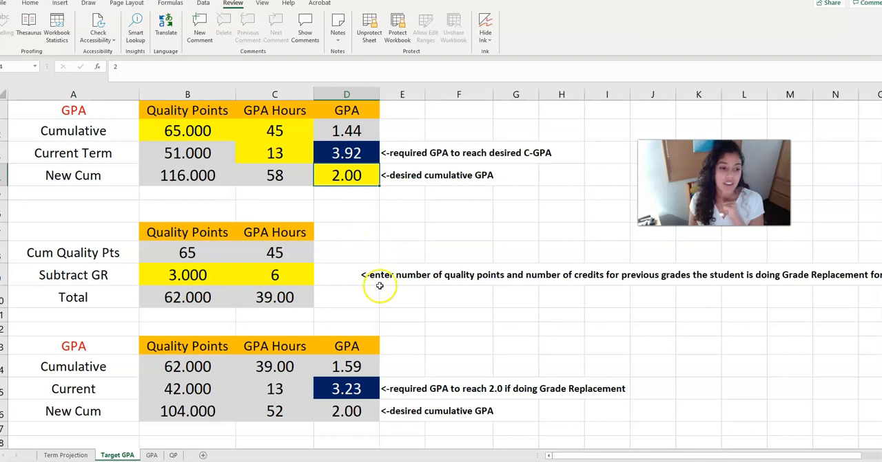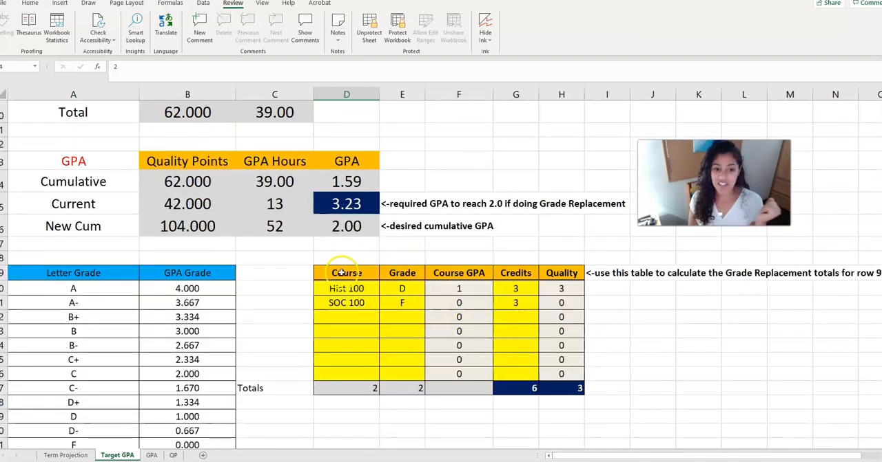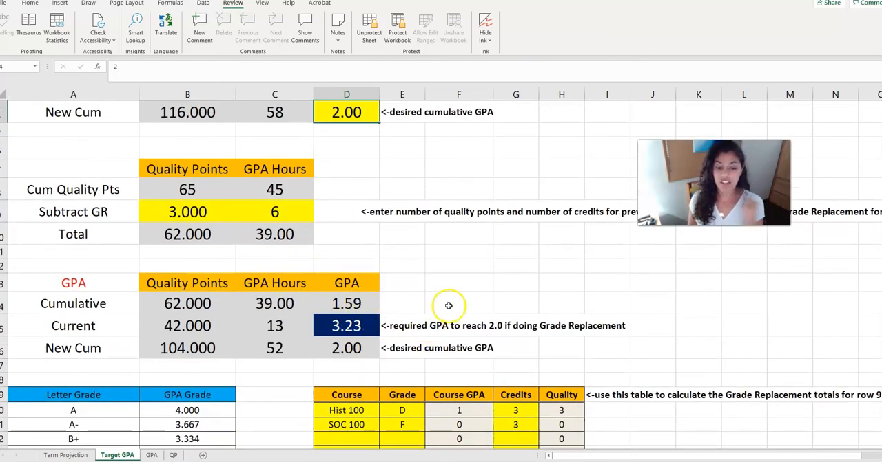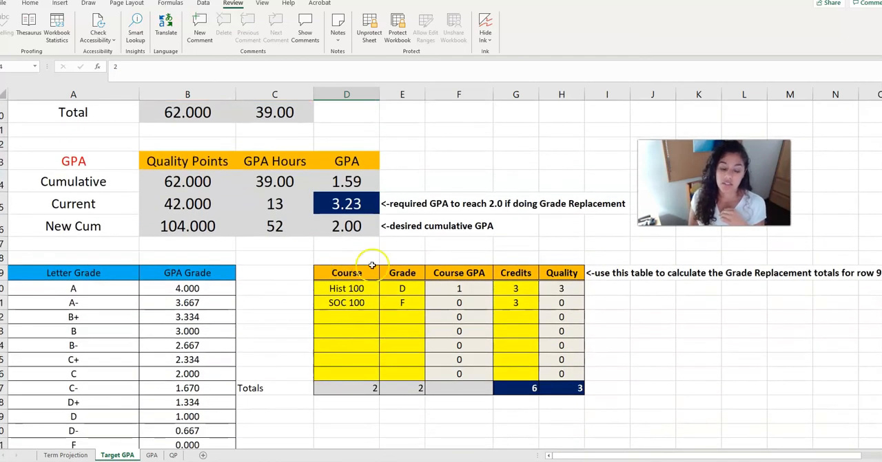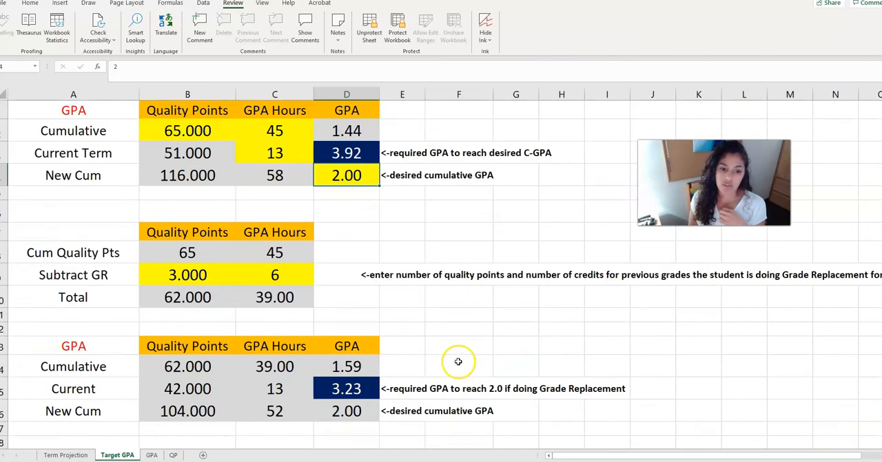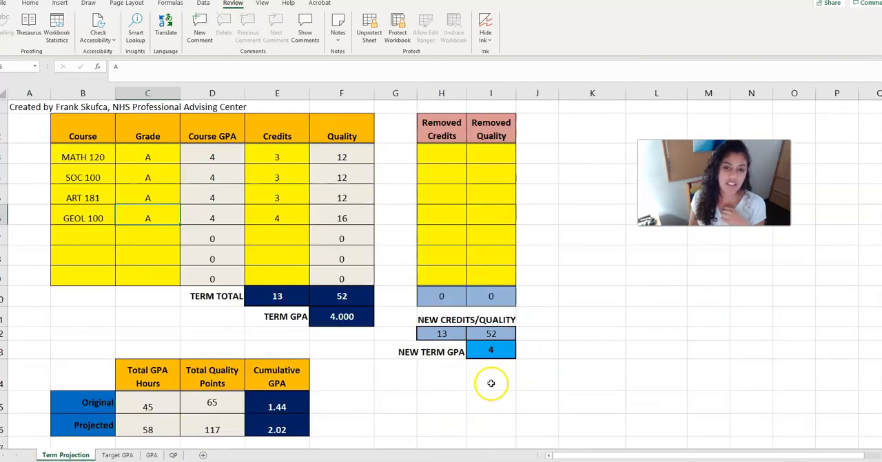And then of course, if they were to replace the history D with an A, well, that's going to really do some big things. So this is not so much of a projection. It just is a benchmark to let you know how their GPA would look if we were to sort of get rid of these classes while they're in limbo and we're waiting for those new credits to come in. All right, and that is the GPA calculator.